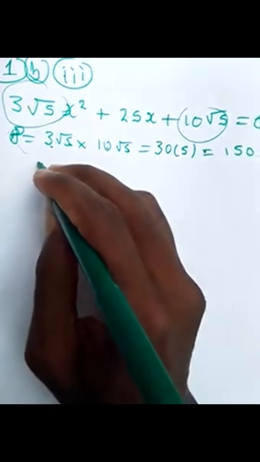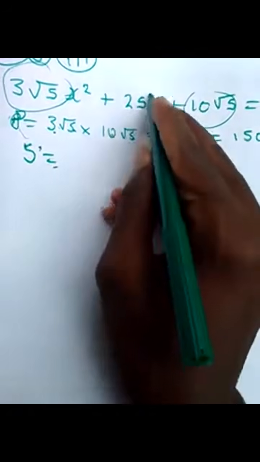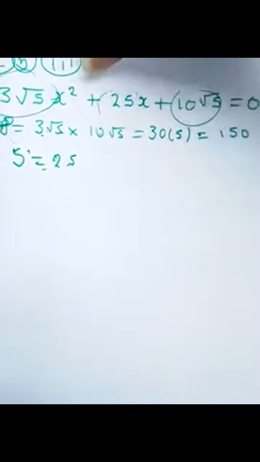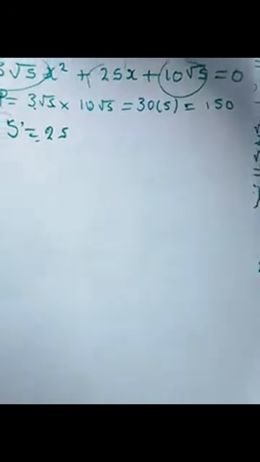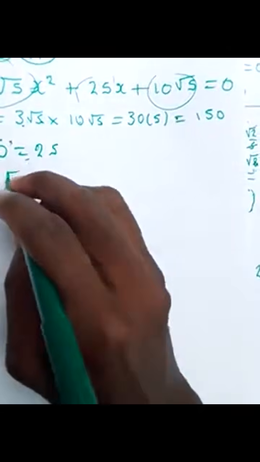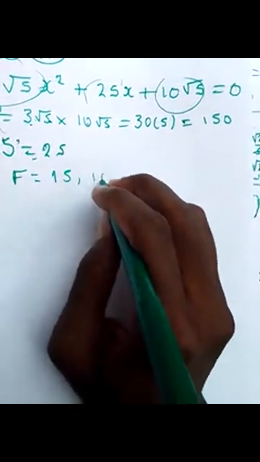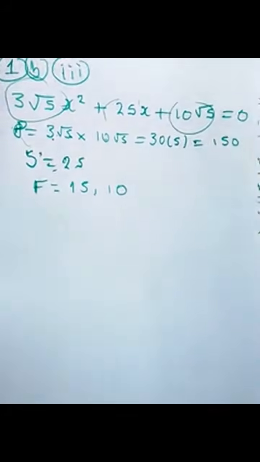And then the sum is simply what is here, which is 25. So I need those two numbers whereby if I add them up, they should give me 25. Then if I multiply them, they give me 150. And these two numbers are 15 and 10. Okay. So now start doing the math now. Start brainstorming. Finish this one.